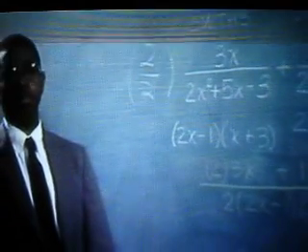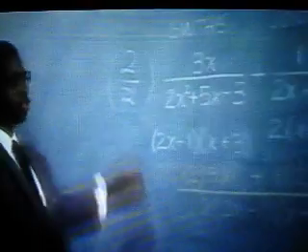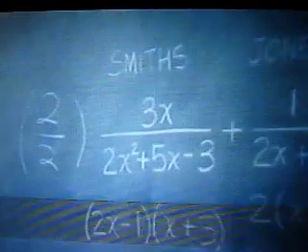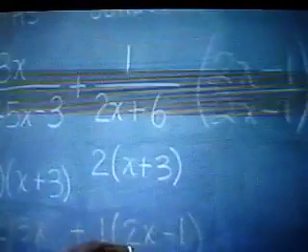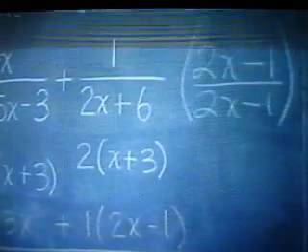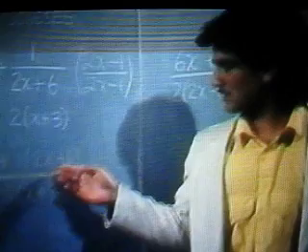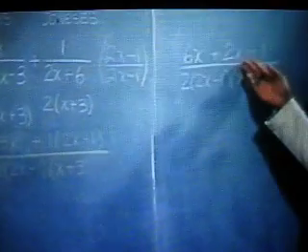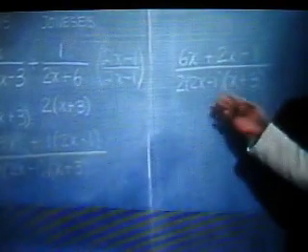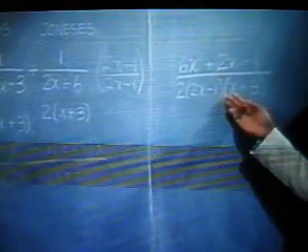Ones and combine on top. What do we have on top? 2 times 3x plus 1 times 2x minus 1. Doing the multiplication first, we get 2 times 3x, which is 6x, plus 1 times 2x minus 1, which is 2x minus 1, all written over the common denominator.